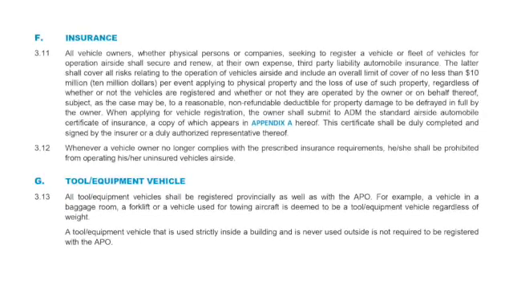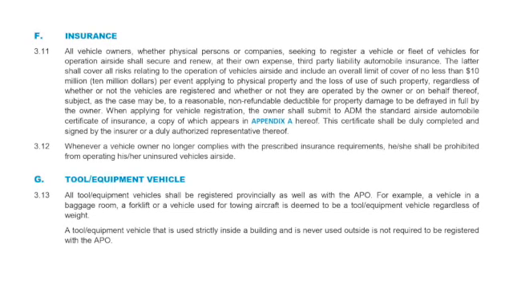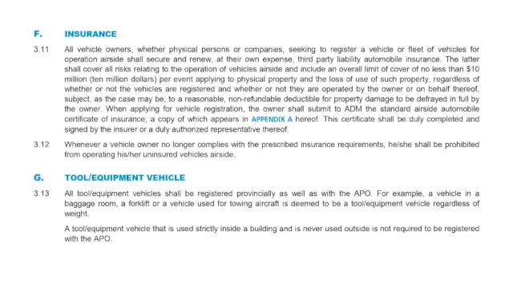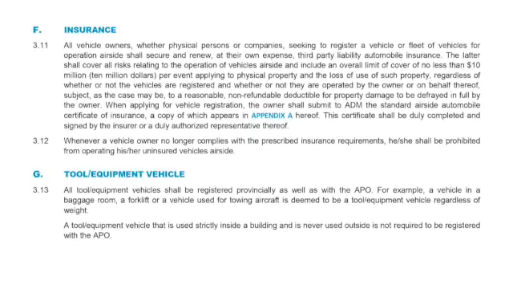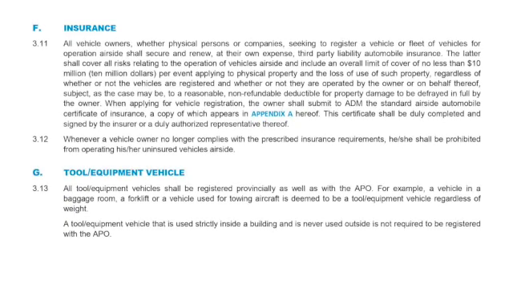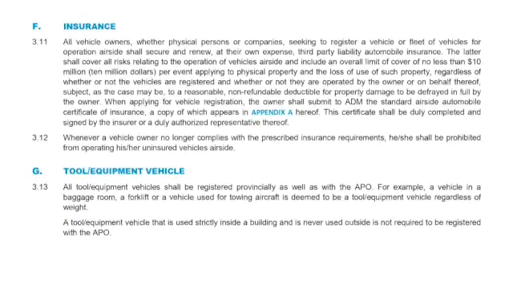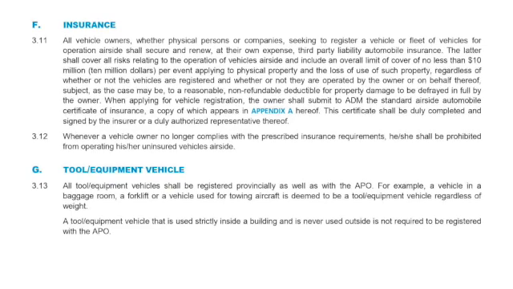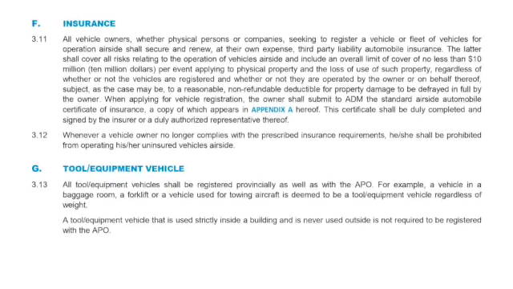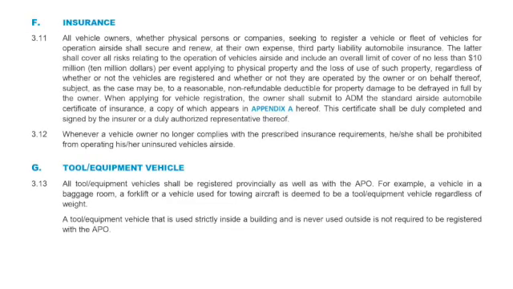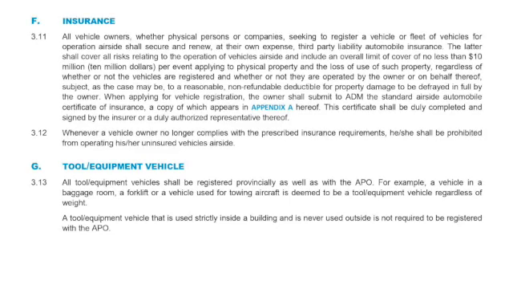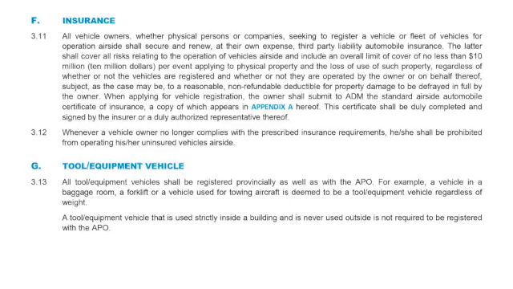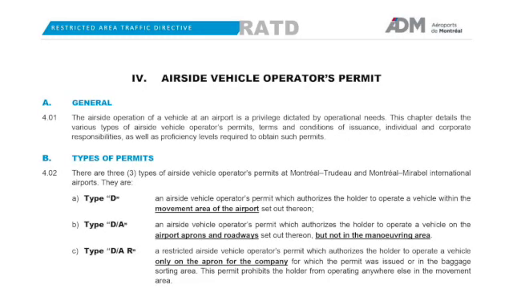This certificate shall be duly completed and signed by the insurer or a duly authorized representative thereof. 12. Whenever a vehicle owner no longer complies with the prescribed insurance requirements, he/she shall be prohibited from operating his/her uninsured vehicle airside. G. Tool/equipment vehicle. 13. All tool/equipment vehicles shall be registered provincially as well as with the APO. For example, a vehicle in a baggage room, a forklift, or a vehicle used for towing aircraft is deemed to be a tool/equipment vehicle regardless of weight. A tool/equipment vehicle that is used strictly inside a building and is never used outside is not required to be registered with the APO.